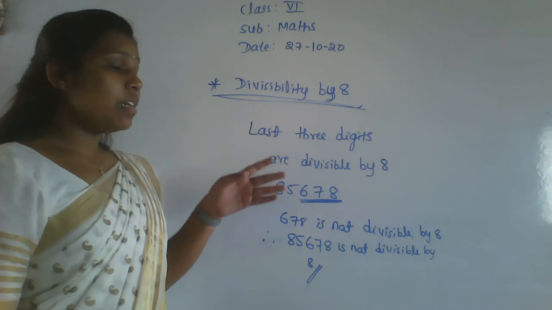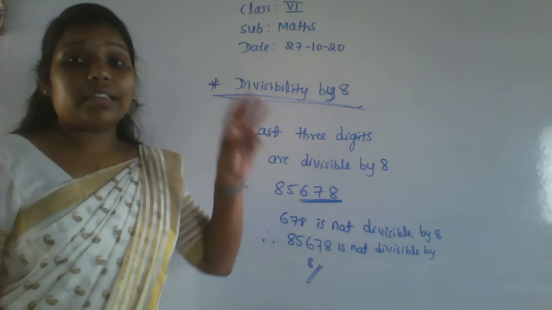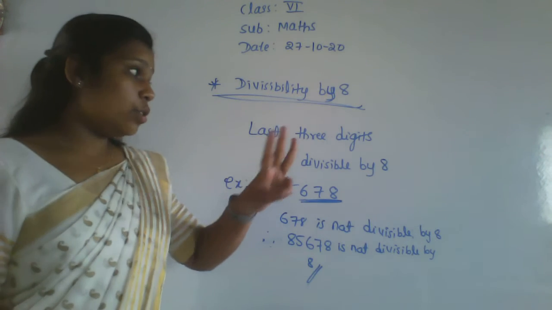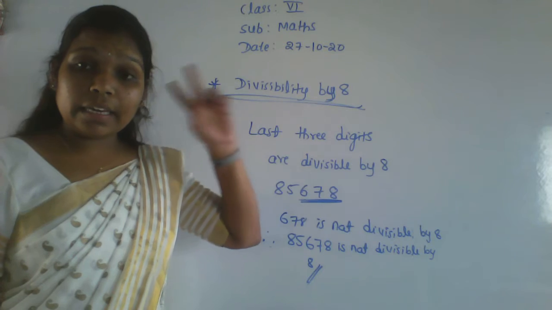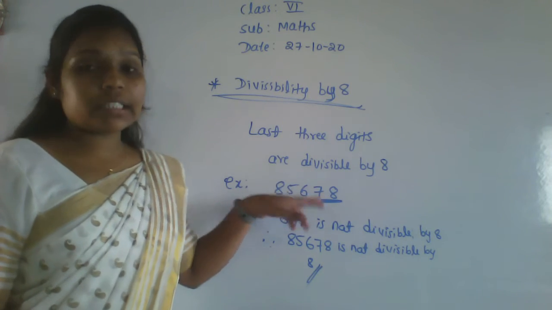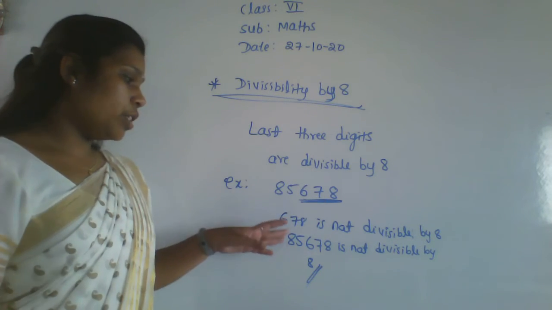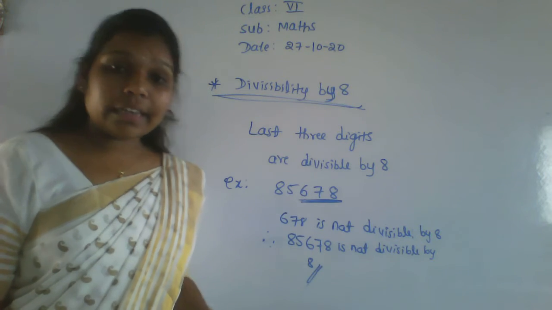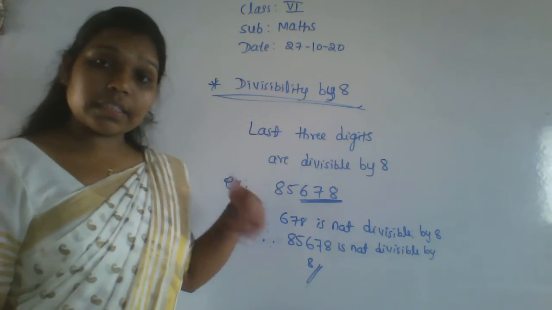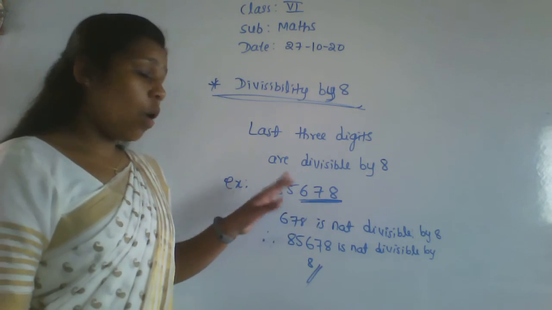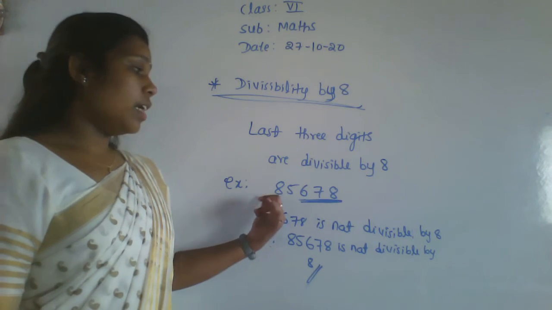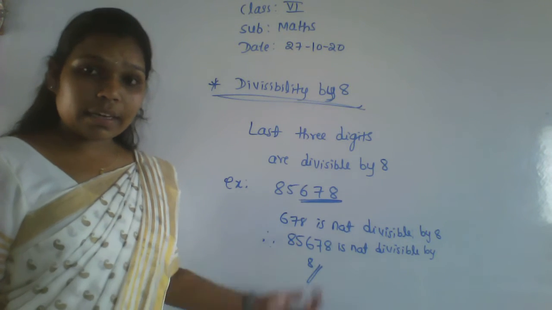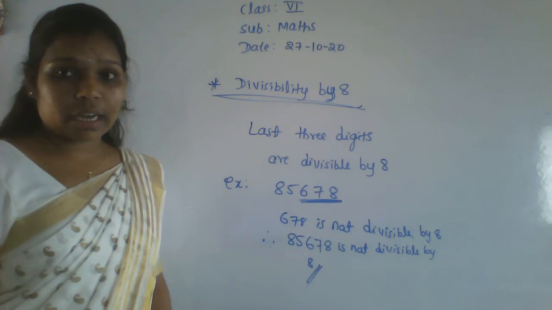Divisibility by 8 means that in the given number, the last 3 digits should be divisible by 8. Only you have to check the last 3 digits. If they are divisible by 8, then the whole given number is divisible by 8. If that is not divisible by 8, then the given number is not divisible by 8. Like that we have to check here.